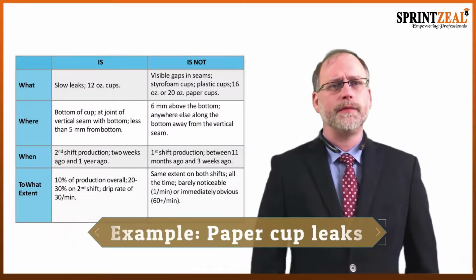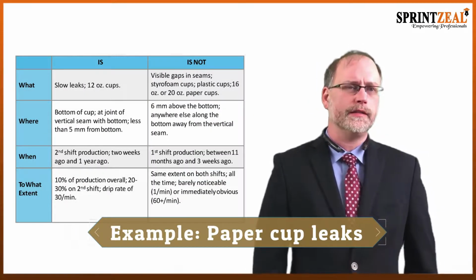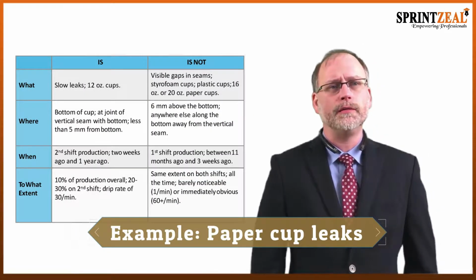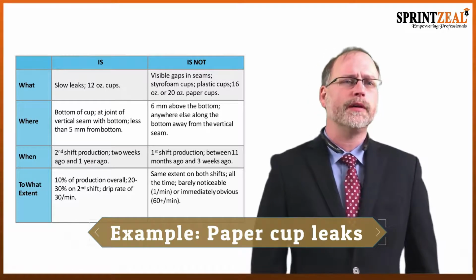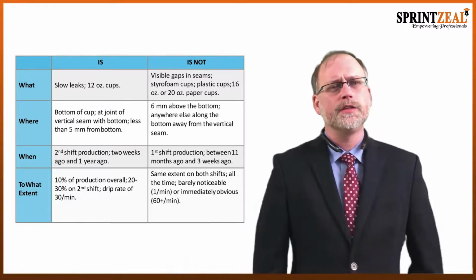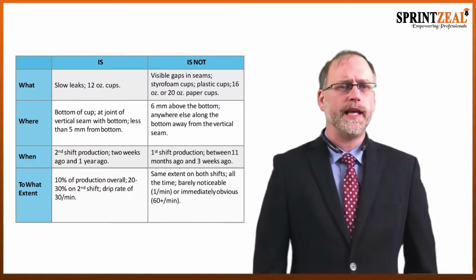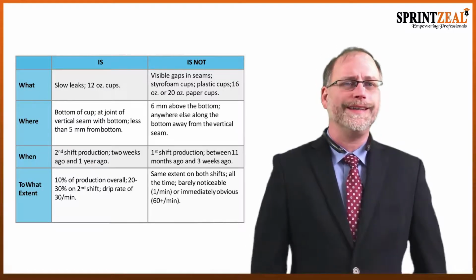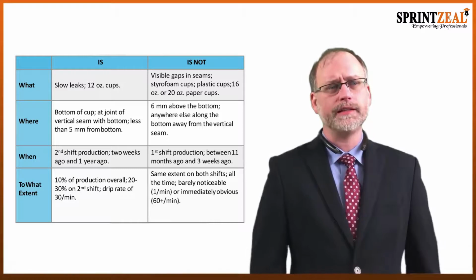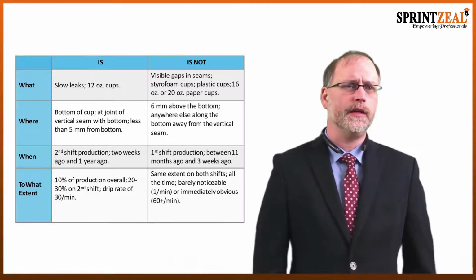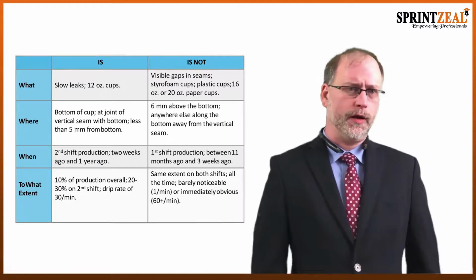So here is an example of an is and is not template based upon a problem that we have in terms of our paper cups leaking. If you notice in this particular table, we have two columns, is and is not. And on our left, we have the four W's: the what, the where, the when, and to what extent.